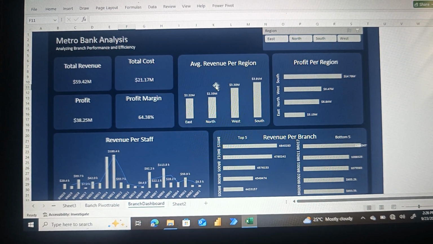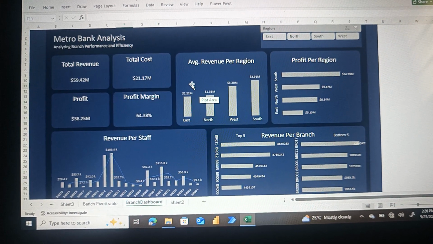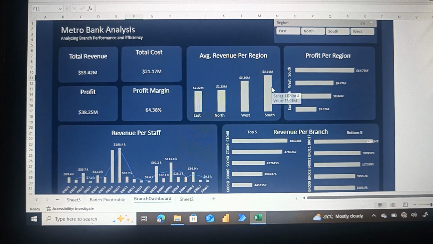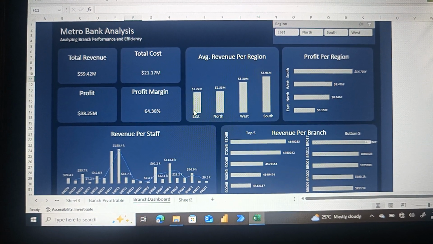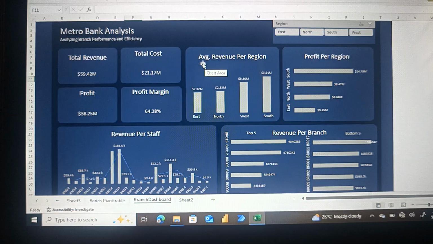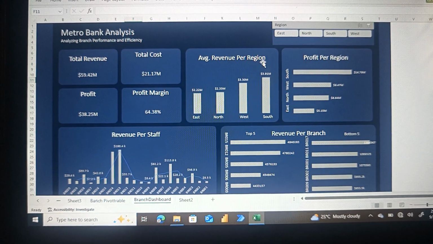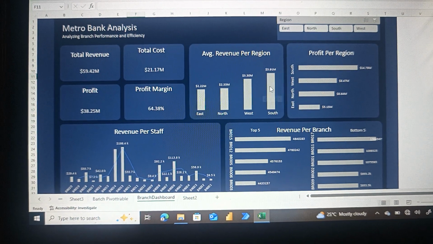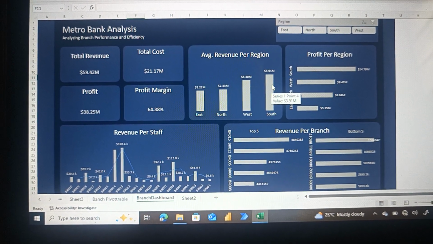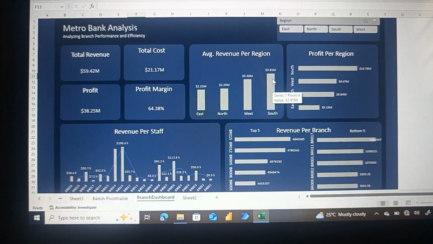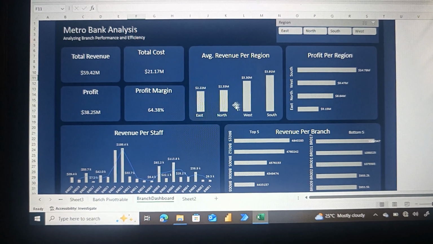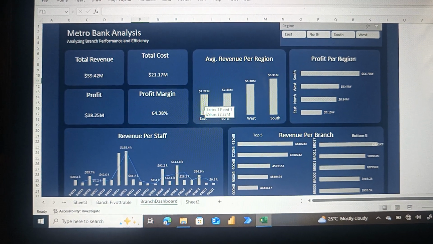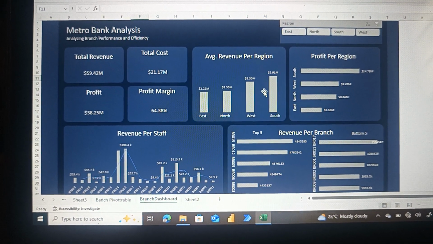Here what I did was to calculate the average revenue per region. I just wanted to compare revenues generated per region to see which region generates high revenue and which generates low revenue, so I decided to use the average revenue. We can see that the southern region generates the highest revenue, about $3.91 million, and the eastern region generates the least, about $2.22 million.